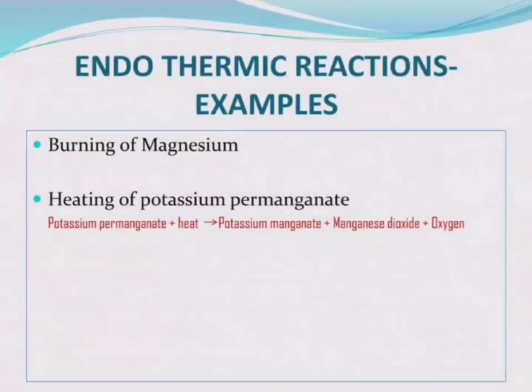Next one is the endothermic reactions. The reactions in which the heat is absorbed into the system. The two examples for endothermic reactions are burning of magnesium and heating of potassium permanganate. Let's discuss them in detail.